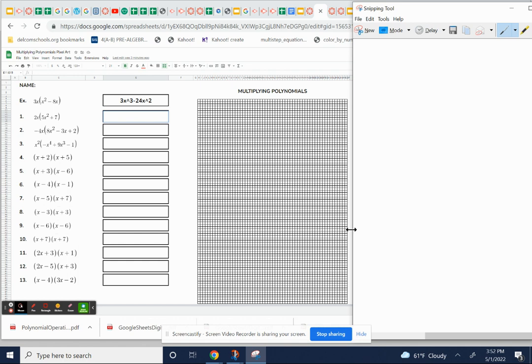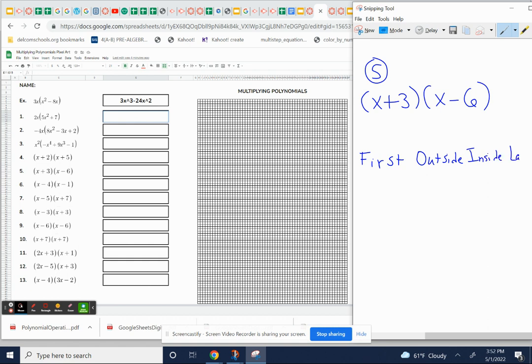Let's look at number 5. If I'm going to multiply x plus 3 times x minus 6, I'm going to use what's called the FOIL method to multiply these together. The letter F stands for first. The O is outside. The I in FOIL stands for inside. And the L stands for last. So what we're going to do is multiply all of these sets of numbers.